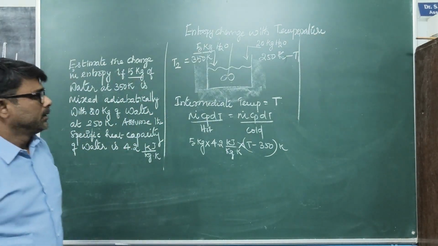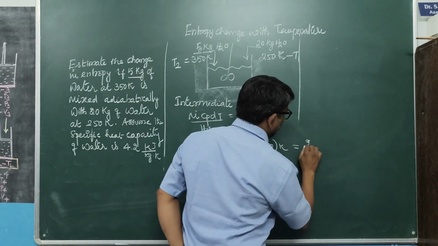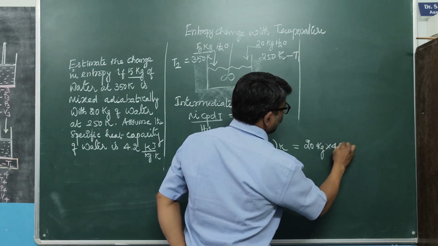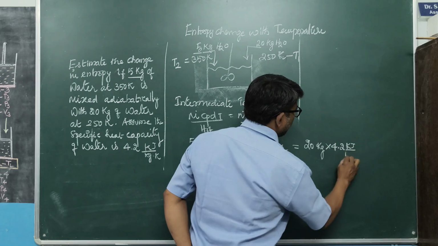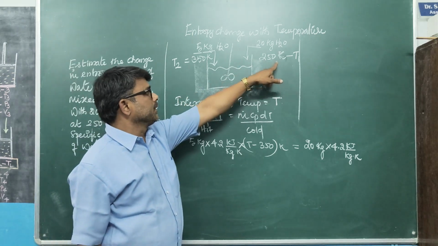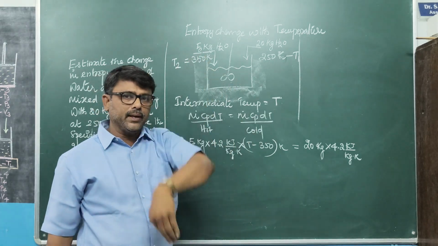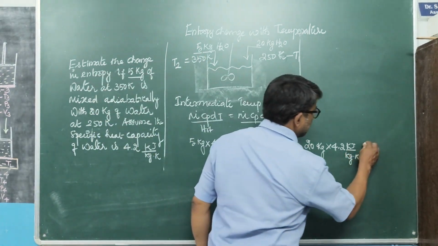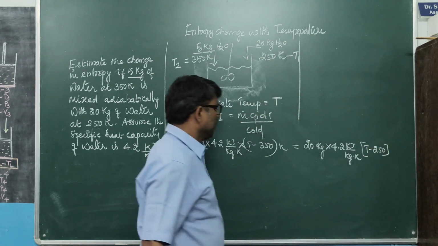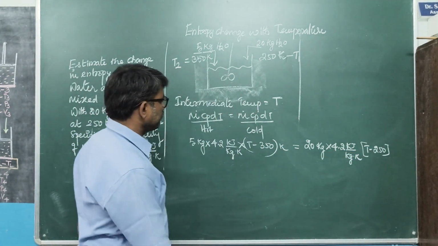Clear? Again, the cold side: mass of water is 20 kg, specific heat 4.2 kilojoules per kg degree Kelvin. 250 is the initial temperature and the intermediate temperature T is the final temperature. So final minus initial, hence T minus 250. The equation is T minus 350 equals T minus 250.